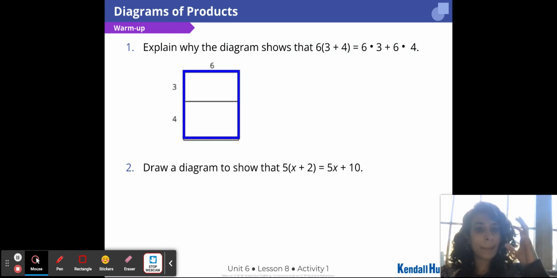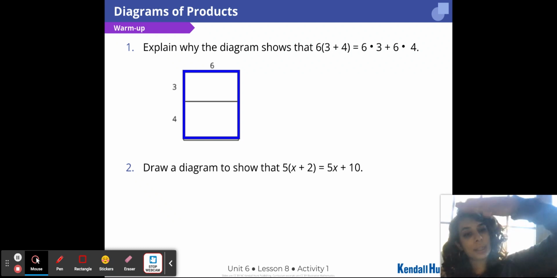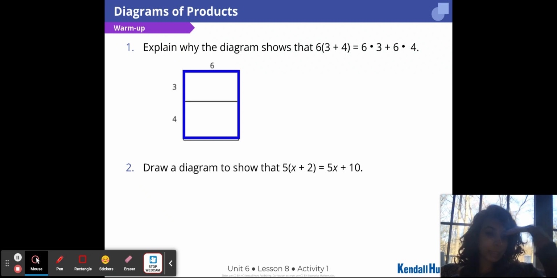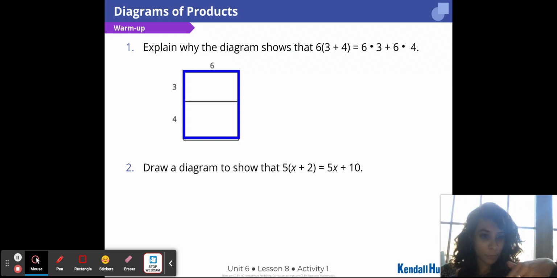And so our big rectangle is 6. Think about the area of a rectangle. Length times width. My length is 3 plus 4, right? 3 plus 4. And my width is 6. And so you could actually summarize that down. 3 plus 4 is 7. So our area of our rectangle is 7 by 6.